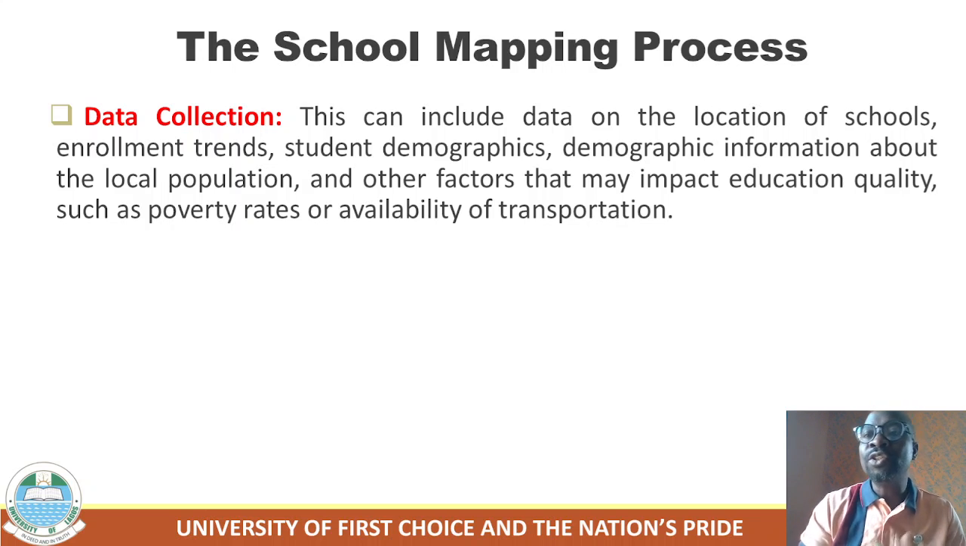We need data on the location of schools. We need data on student enrollment. We need data on student demographics, their background, demographic information about the local population, and other factors that may impact education quality, such as poverty rates and availability of transportation.